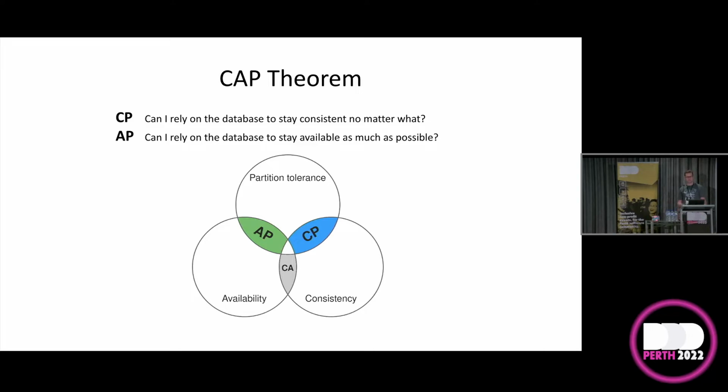This way of thinking became the de facto way to categorize these distributed databases, because it answers the important question: if something starts to fail, can I rely on the database to stay consistent no matter what, or can I rely on the database to stay available as much as it can?